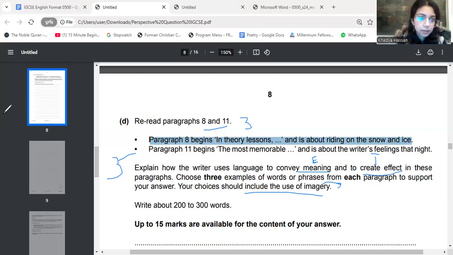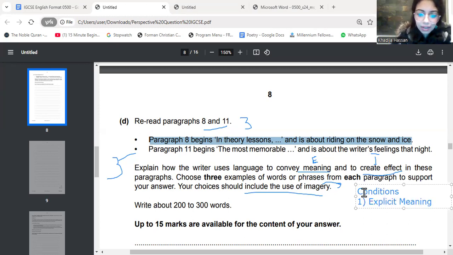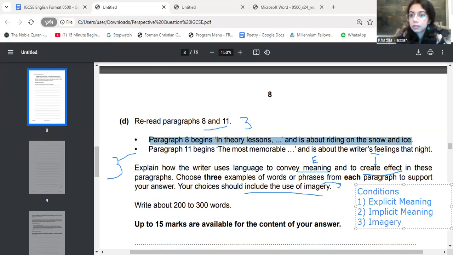Let me just type that. So the conditions are additions for the phrases that you put, obviously. Not only do they need to have explicit meaning and use imagery, you also need to know how the imagery works, because that's what they want to know. So each phrase needs to fulfill all these three conditions for you to be able to write it in your question.